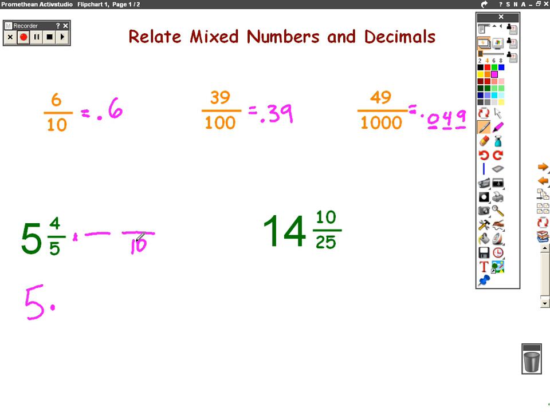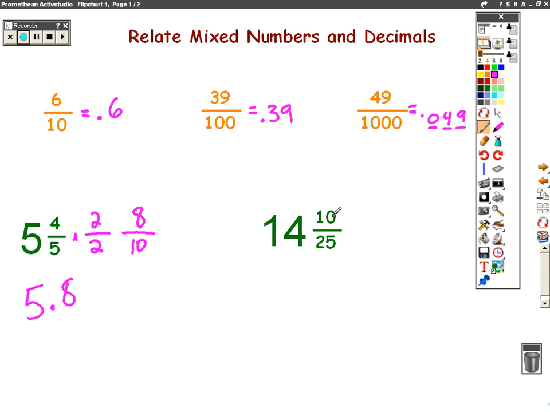So I ask myself, 5 times what equals 10? Well, I know that 5 times 2 equals 10. Now I'm creating an equivalent fraction. So I do the same to the top as the bottom. So 4 times 2 is 8. And now 8/10 I can turn into a decimal. 8/10 would just be written as decimal point 8. So 5 and 8/10 would equal 5 and 4/5.